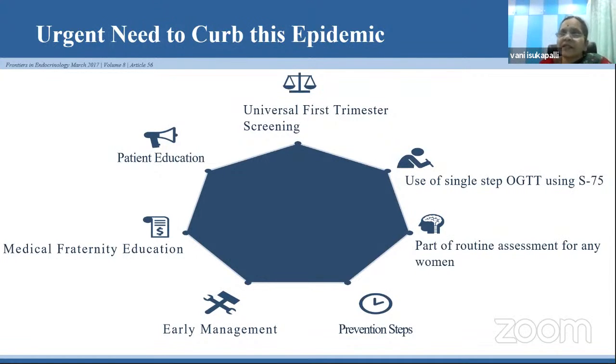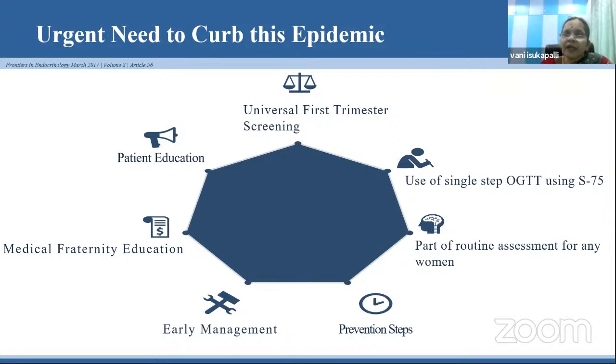To curtail this GDM epidemic, we need to do something. What are the things we can do from our side? Universal first trimester screening. When the antenatal woman has booked, then itself we should screen every antenatal woman, irrespective of whether she has a risk factor or not. The second thing, use of a single step diagnostic method. Then this test should become a part of the routine assessment of all antenatal women.